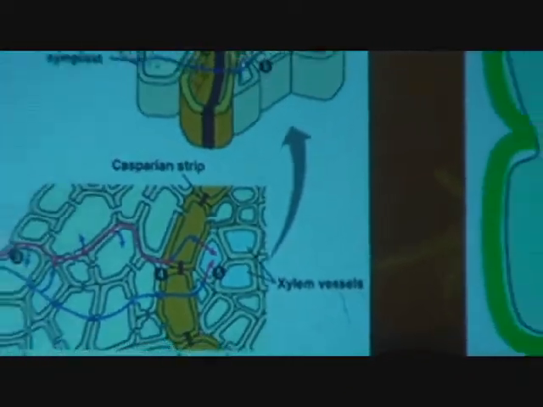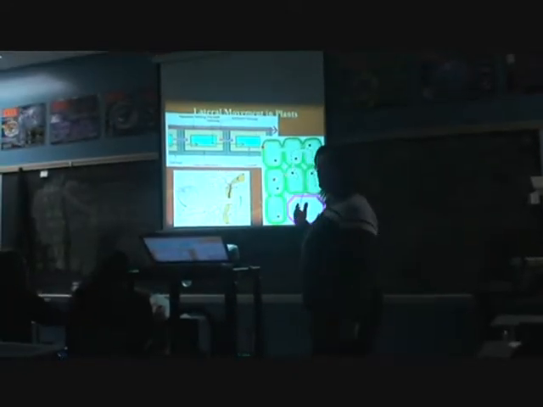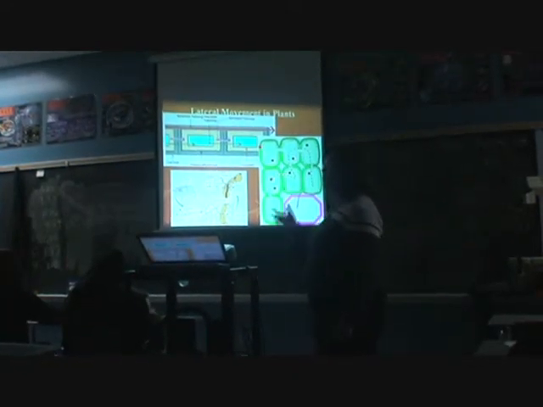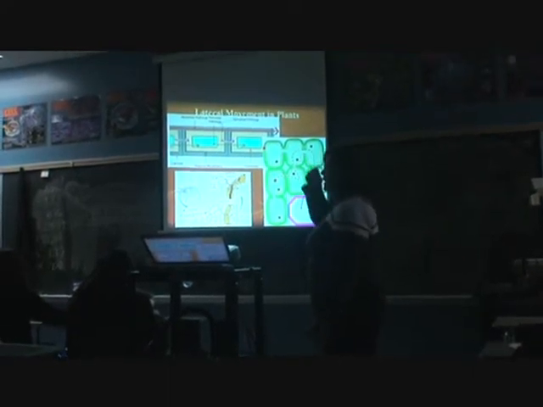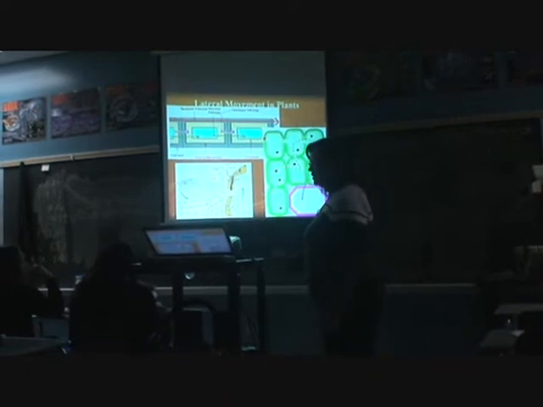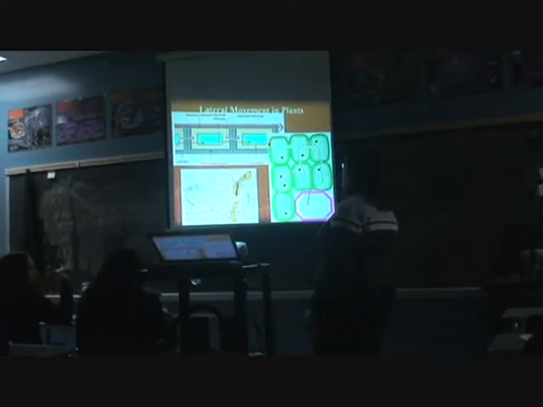So stuff can move, it isn't set, it can move both ways through all the cells. Is one faster than the other? I'm thinking symplastic movement has to be quicker because it's all soluble. It's in the cytoplasm, so it should be quicker.